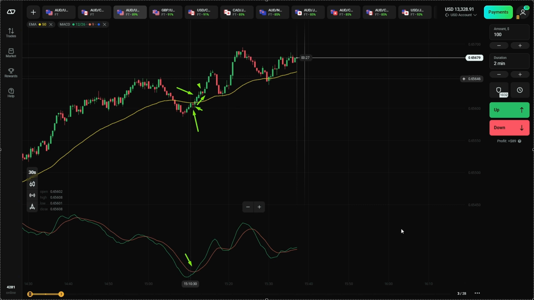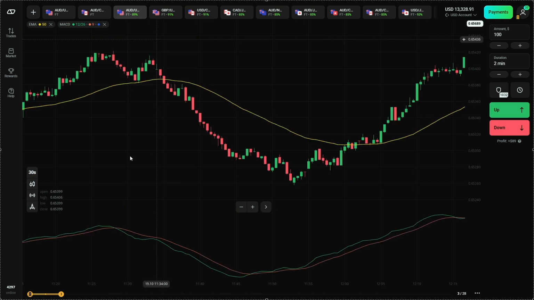Let's look at a downtrend example. As we can see here, we have a downtrend example. The crossover happened from above to below, which indicates what? It's a signal for a downtrend.